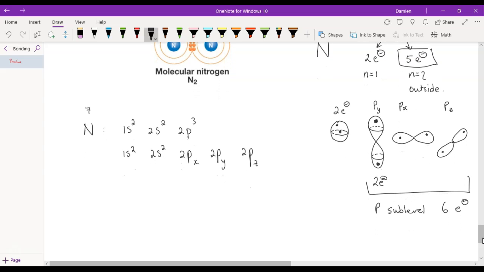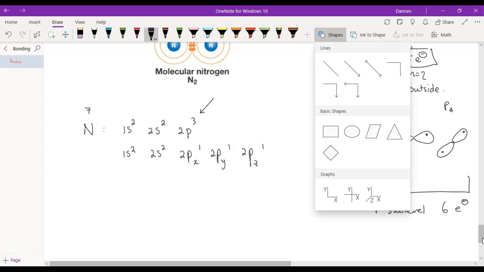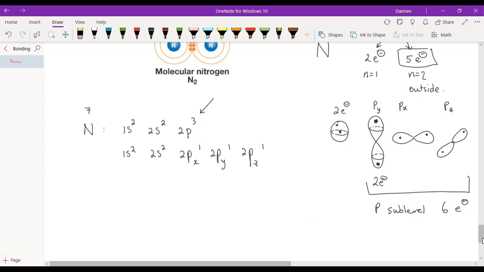Now back to nitrogen, what we've got is we've got 3 electrons that we've got to put in. So the 3 electrons are separated into px, py, pz, and they fill them singly first. So we put an electron in px, we put an electron in py, and we put an electron in pz, and there's our 3 electrons. And it is this particular one that we're actually going to be dealing with here, and this is the one we're going to be drawing.